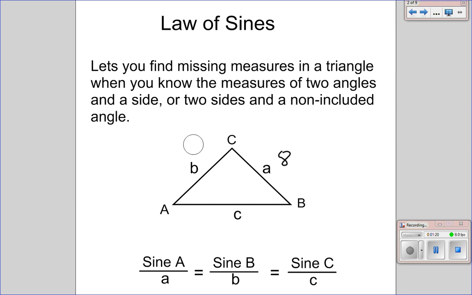So the only case where we really can't use the law of sines is when we have two sides and the included angle. What the law of sines states is that the sine of angle A over the side opposite A, which is this side, equals the sine of angle B over the side opposite angle B, which also equals the sine of angle C over the side opposite angle C. And usually when we do this, we're only going to be looking at two ratios at a time. So let's go ahead and set up a problem and see if we can solve it.